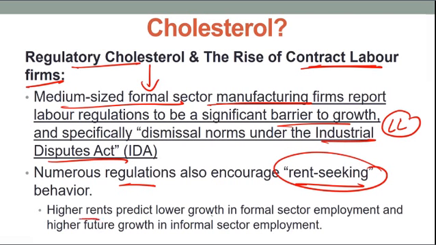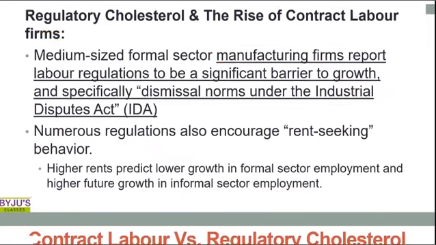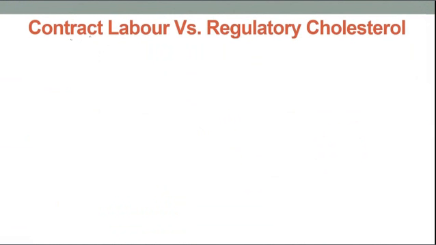Now, higher rents means lower growth because more money has to be paid here. Primarily, we're talking about bribes here. So a lot of bribery happens. So informal sector growth cannot really happen because there's a lot of rent-seeking going on. So that is regulatory cholesterol. Now this leads to the rise of contract labor. So contract labor is the best way companies have come up with to get around the regulatory cholesterol. So contract labor is the solution they have come up with. But we need to provide a better solution to them. What is the better solution? Remove the cholesterol. Then contract labor will start reducing.